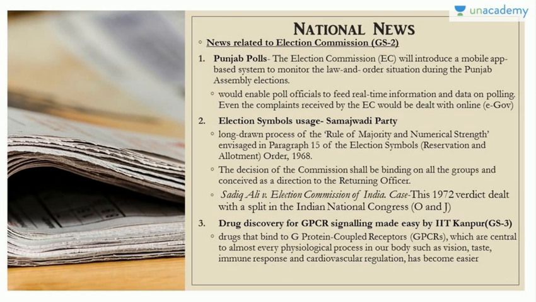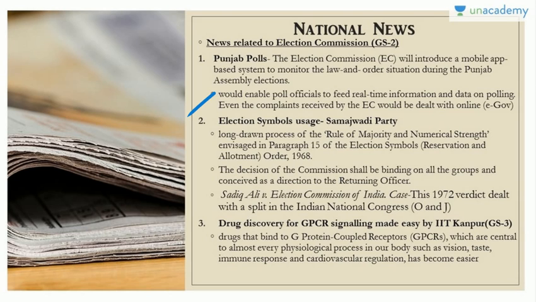The next bit of information is very important. It's about news related to the Election Commission of India. The first one is regarding the Punjab Assembly polls. It's related to e-governance and the use of a mobile app. The Election Commission will introduce a mobile app-based system to monitor law and order situations during the Punjab Assembly elections. This will also enable poll officials to feed real-time information and data on polling, and even the complaints received by the EC will be dealt with online with this app. A very good initiative as part of e-governance.